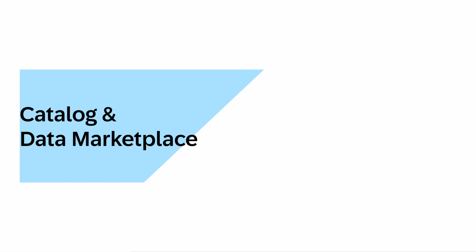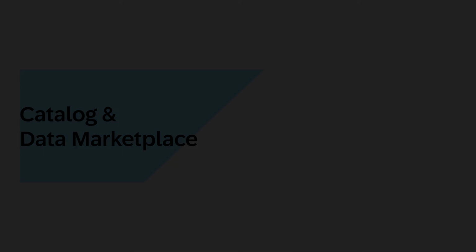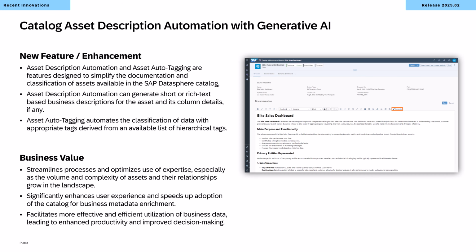Hello. Today I'm going to present you one of the features that we released for the catalog that leverages generative AI. So now you will get the opportunity to automatically describe the assets that are available in your catalog using generative AI. So that includes three different features.